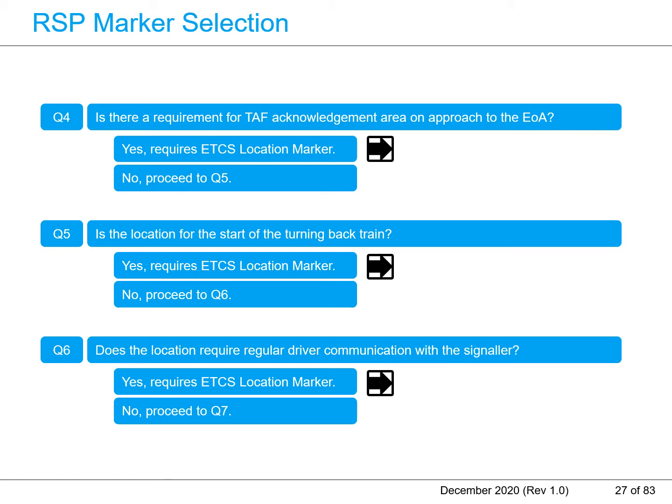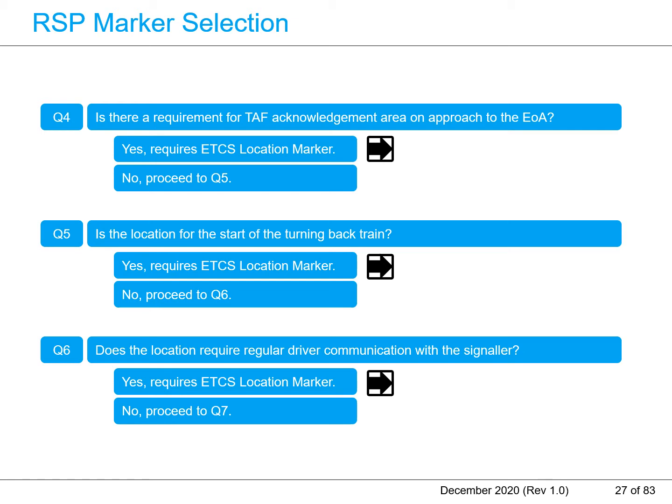Question 4. Is there a requirement for TARV acknowledgement area on approach to the EOA? If yes, the RSP requires an ETCS location marker. If no, proceed to next question. Question 5. Is the location for the start of the turning back train? If yes, the RSP requires an ETCS location marker. If no, proceed to next question.